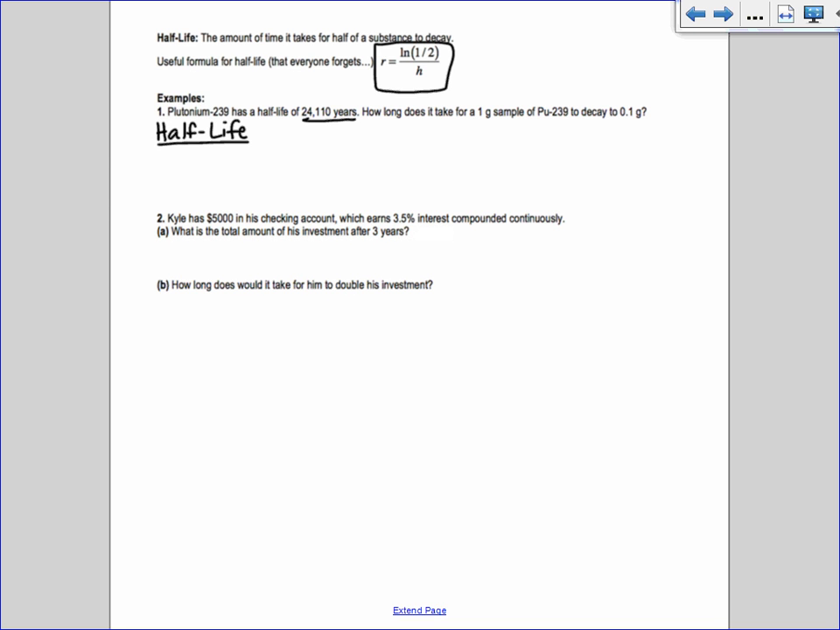So my half-life is 24,110 years. That means that I start with a certain substance and I end up with half of what I started with.